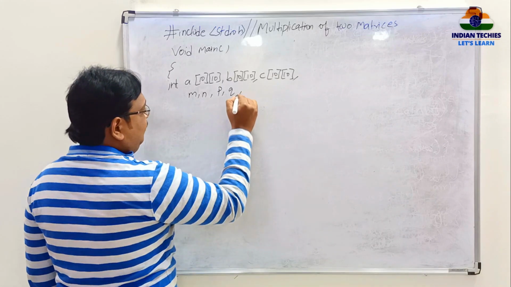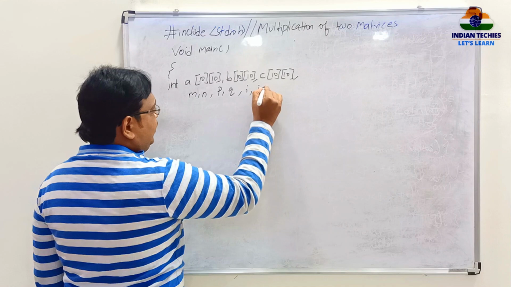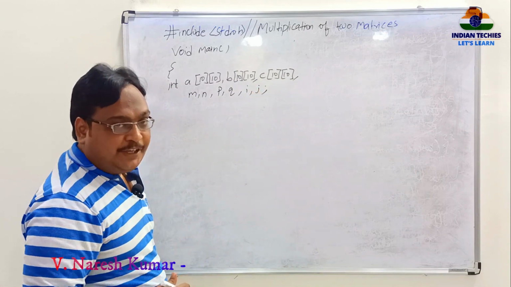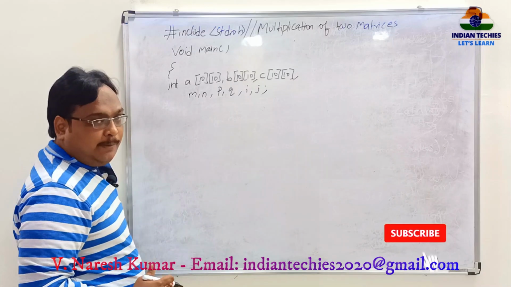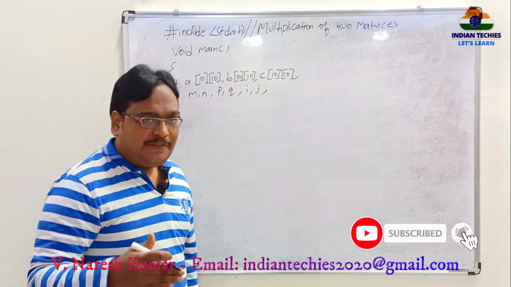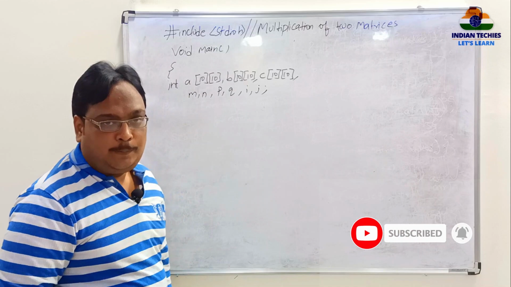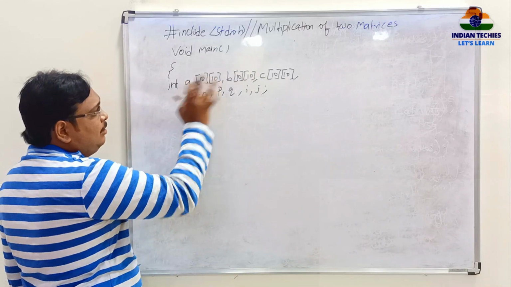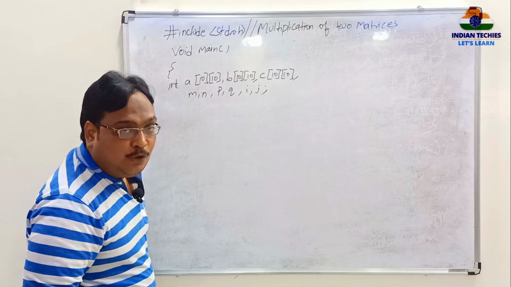For the purpose of taking input and calculation, I need i, j. You can take any variables. I am taking i, j for loop repetitions. Now your declaration is completed. Suppose if you want any other variables, we can add them later. That's not a problem.